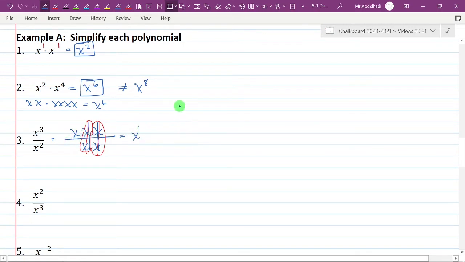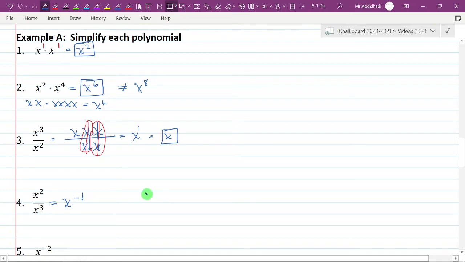Now, is there a simpler way to do this without drawing out all the x's? Yeah, pretty much. You just subtract this power from this power. So as when you're multiplying, you're adding the powers, when you're dividing, you're subtracting the powers. You're going to subtract 3 minus 2 and get 1. Well, how about here? 2 minus 3 is negative 1, so you're going to get x to the negative 1. Now, does that make a lot of sense?